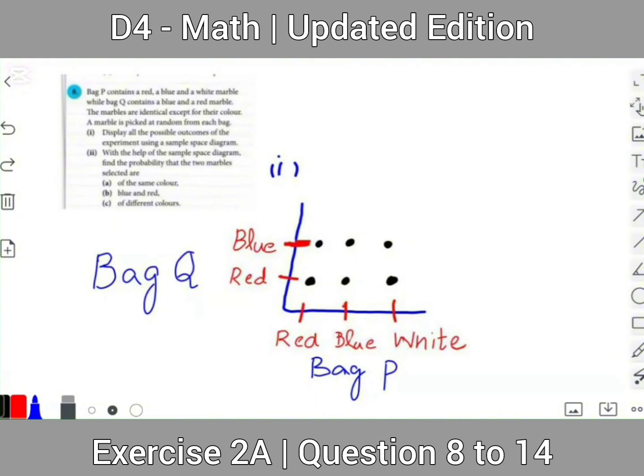And we get six possible outcomes in the form of ordered pairs in the case of the sample space diagram.